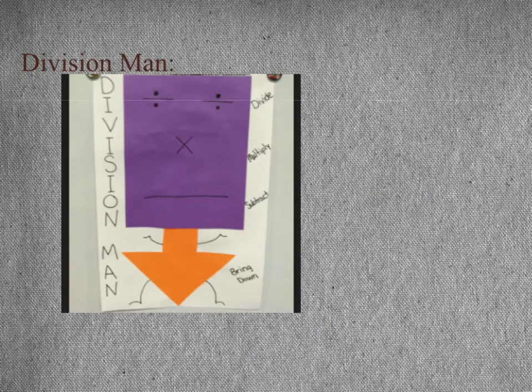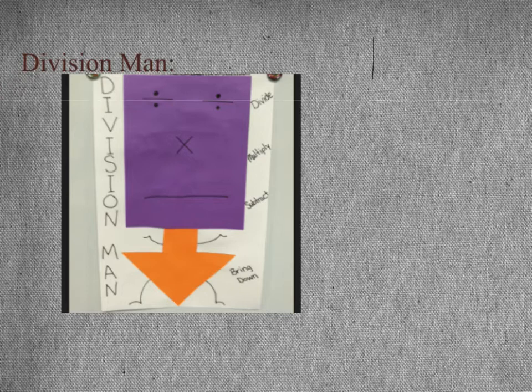Alright, so right here we have Division Man. We use Division Man especially when we're doing the standard algorithm for division. Division Man helps us remember the steps that we need to do in order to solve the problem. So first we divide, then we multiply, subtract, and bring it down. So let's practice a problem just to make sure that you're understanding Division Man and that you didn't forget all those skills that we taught you.